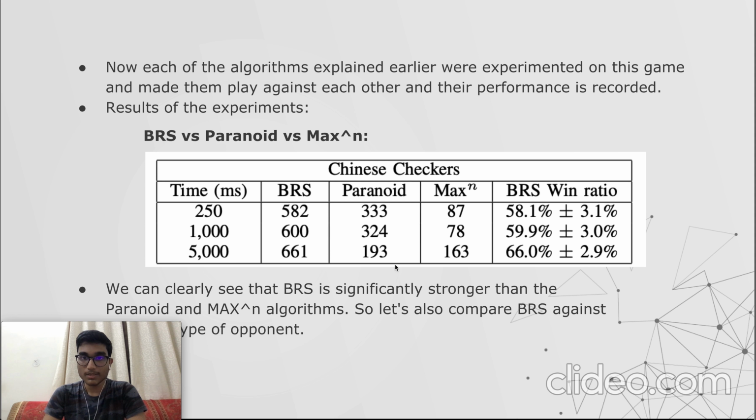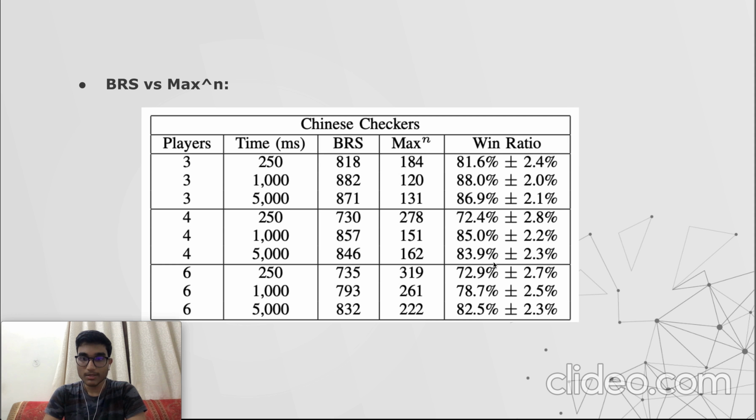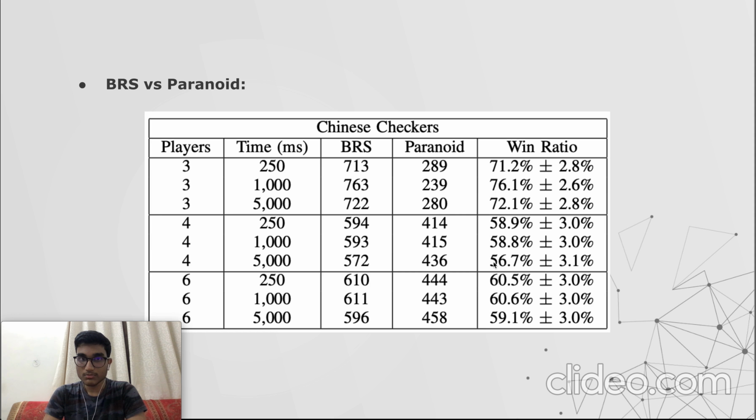In each case BRS has a win ratio of more than 55%, or more accurately, on average 60% of the games were won by BRS. So we can clearly see that BRS is significantly stronger than the Paranoid and Maxn algorithms. To compare BRS against Maxn and Paranoid, we have also conducted experiments solely for BRS versus Maxn and BRS versus Paranoid, and both results were recorded.